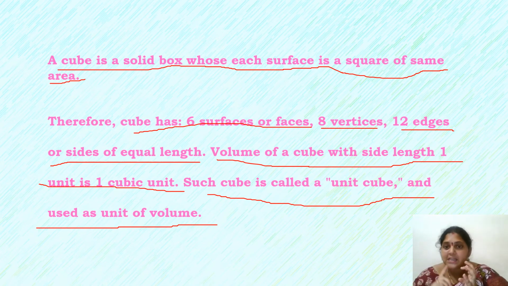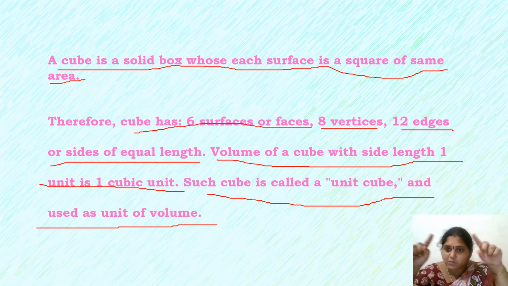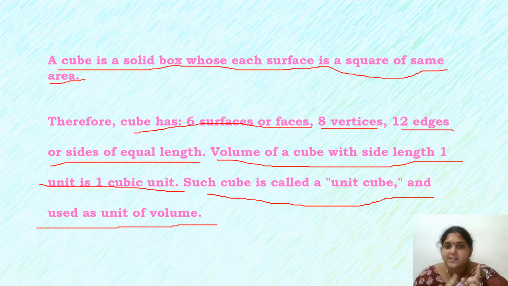In the same way, it will be having 8 vertices. The corner of the cube is called the vertex. So, it has 8 vertices. 12 edges. The lines which you count, those are known as edges. So you will be having 12 edges for a cube. 6 faces, 8 vertices and 12 edges of a cube. One cube is known as 1 cubic unit or unit cube. It is used as unit of volume.